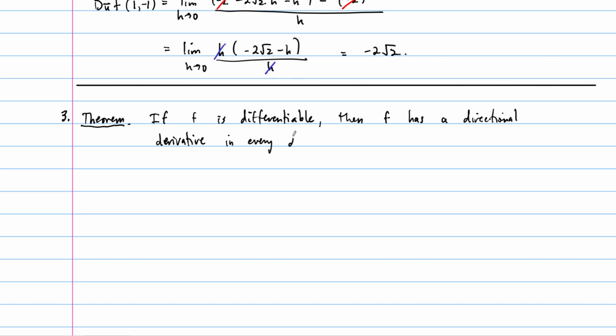So in every direction. And the key here is that it's given by the following formula. So it's given by this formula. So d sub u of f at x naught, y naught. So this is again for a function of two variables. We'll extend it in a little while.